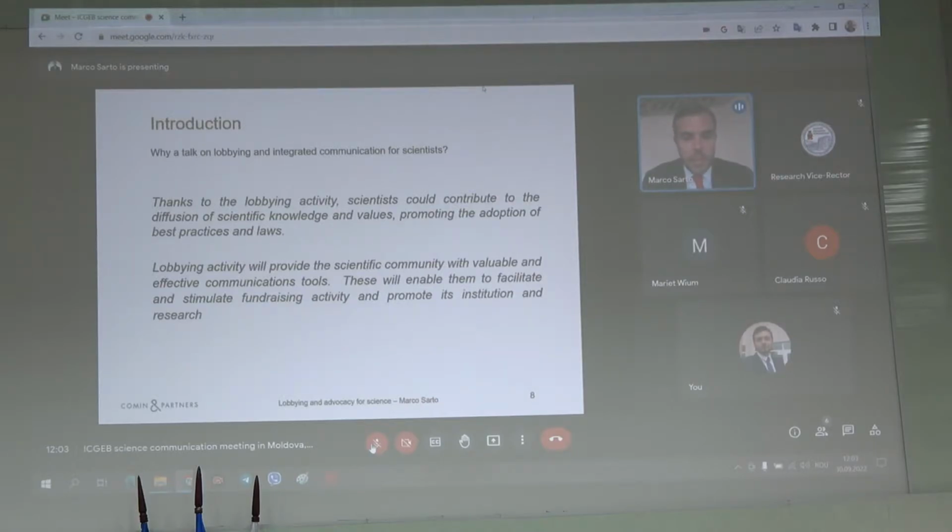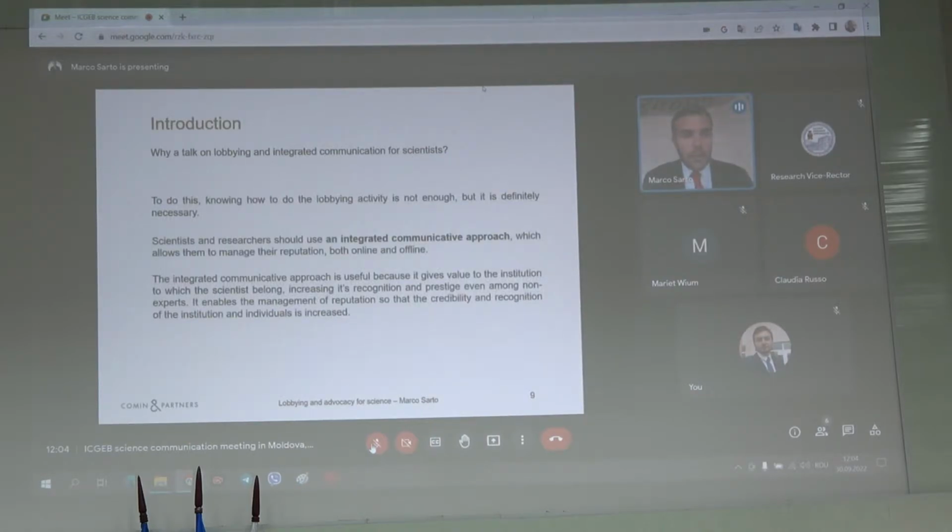Lobbying activity will provide the scientific community with valuable and effective communication tools. These tools will facilitate and stimulate fundraising activity and promote institutions and research. To do so, it is not enough to know what lobbying is, but understanding what a lobby is is definitely necessary. I think that scientists should use an integrated communicative approach which allows them to manage their reputation both online and offline.